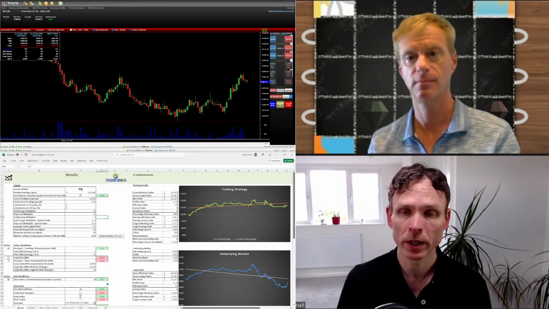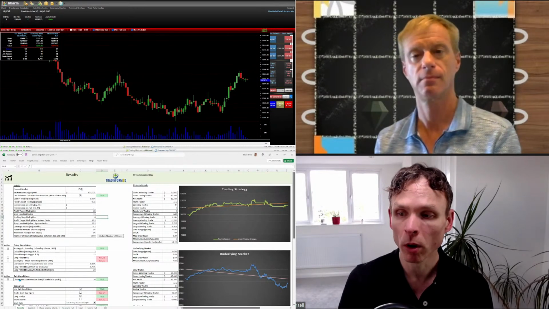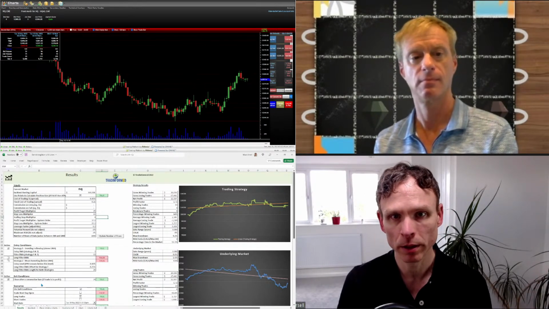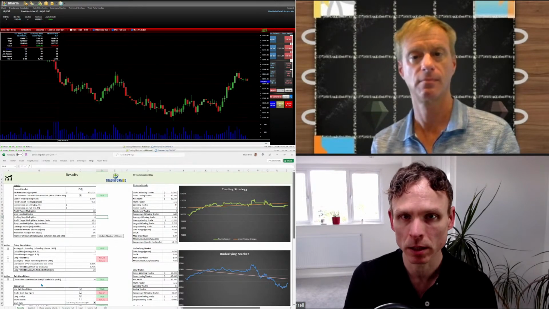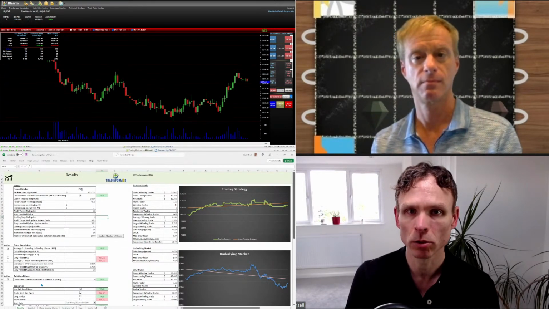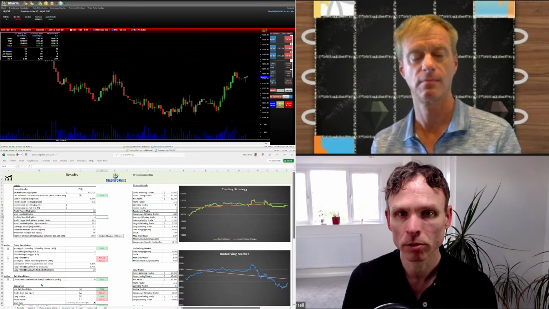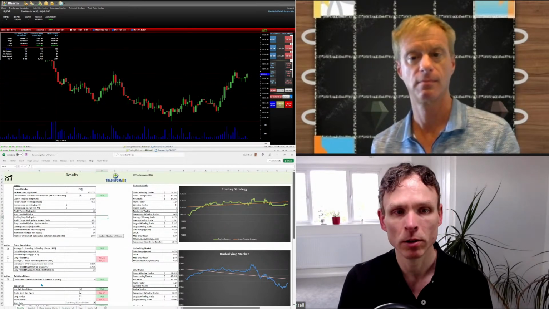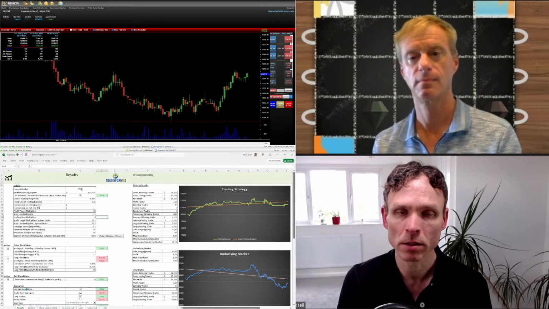We're using a few different exit conditions, not many, but one of them is a time close. So the trade will only stay open for 20 bars, and if at any time at 20 bars and afterwards the trade is in profit, it will close that trade. The system will close that trade.